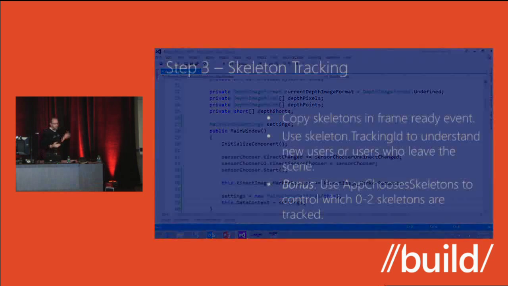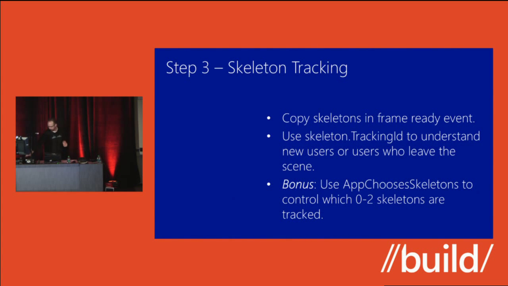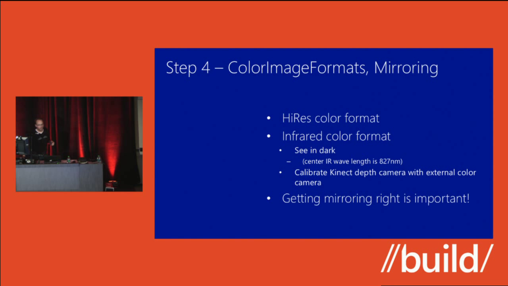So we just quickly looked at high-res color format, infrared color format. Infrared color format allows you to see in the dark. Now, importantly, I list here the wavelength that the depth camera is detecting, 827 nanometers.